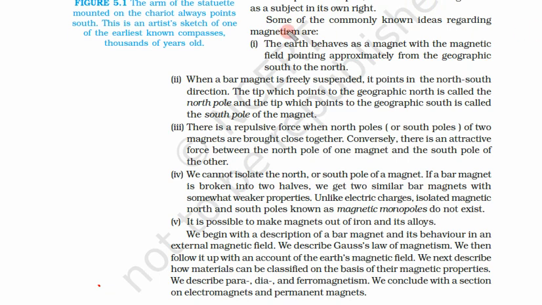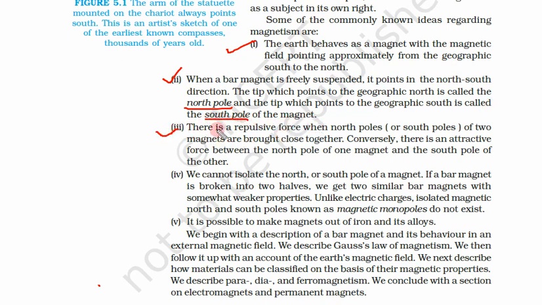Now, some of the important properties. Some of the commonly known ideas regarding magnetism are: the Earth behaves as a magnet, with magnetic field pointing approximately from geographic south to north. This is one important thing, that the Earth's geographic north and south are opposite to magnetic north and south. When a bar magnet is freely suspended, it points in the north-south direction. The tip which points to the geographic north is called the North Pole, and the tip which points toward the geographic south is called the South Pole of the magnet.